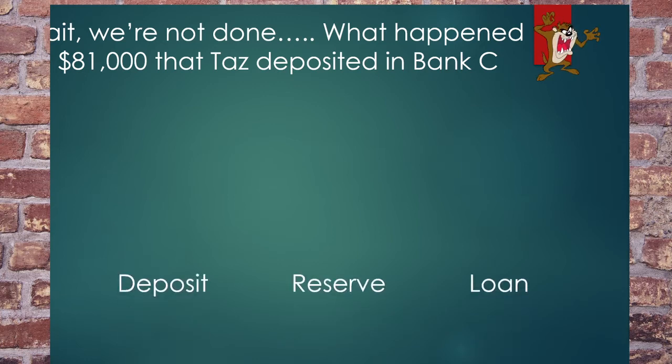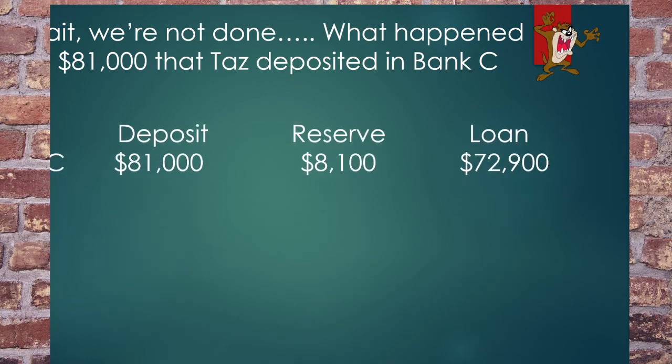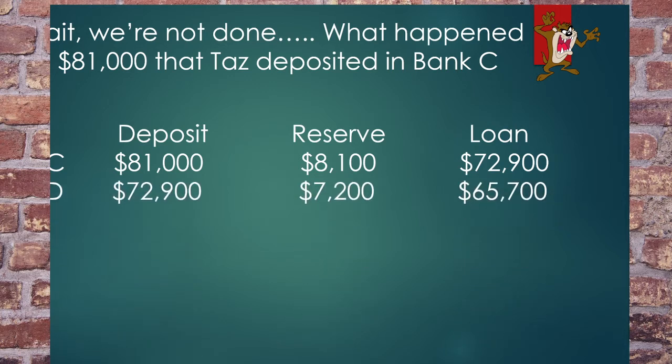All right? Now, we look at Bank C. They would have 81,000 in deposits. They would have to hold 8,100, we said. They could lend out 72,900, which means that 72,900 would then be deposited into Bank D. They would have to hold 7,200. I get it. They would have to hold 7,290.